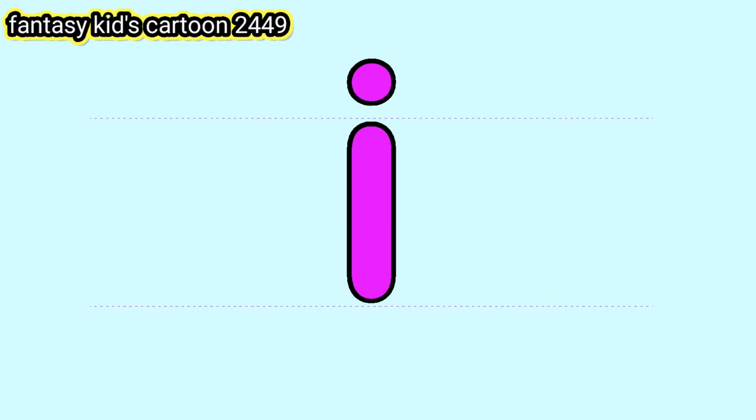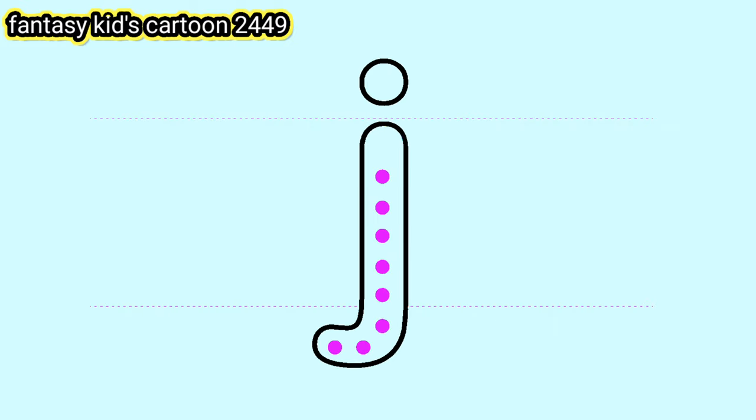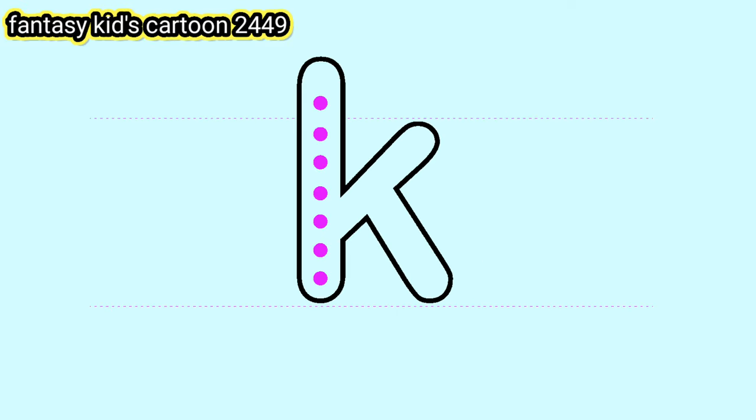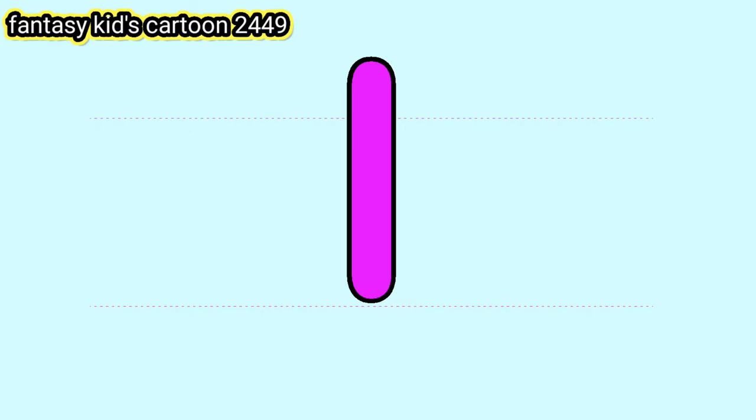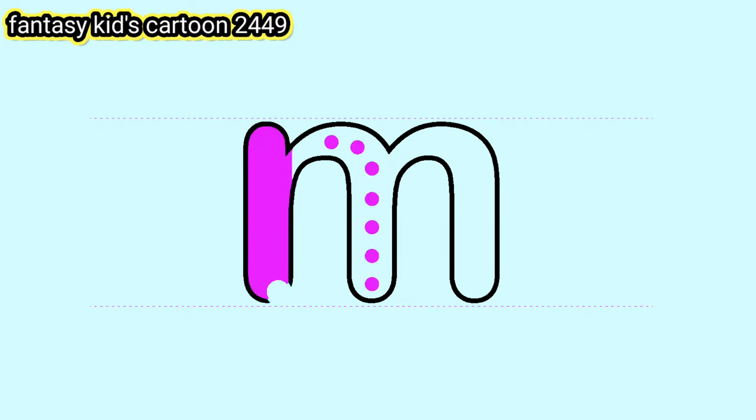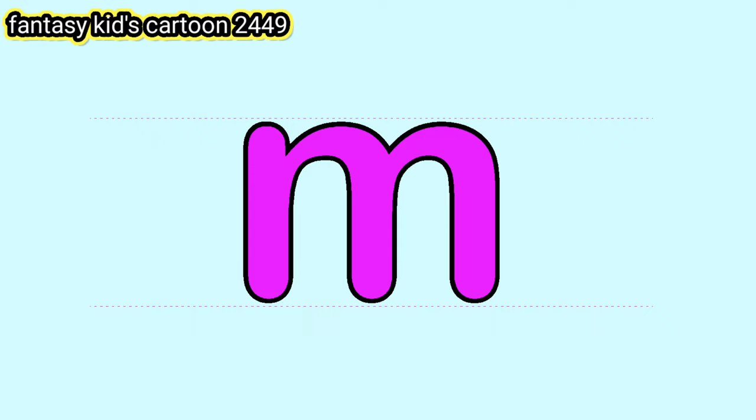I for igloo. J. J for joker. K. K for kangaroo. L. L for lion. M. M for mouse. N.